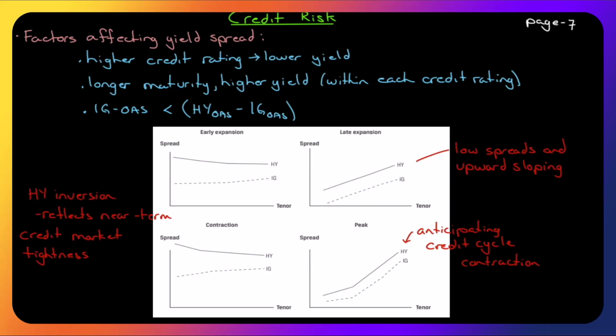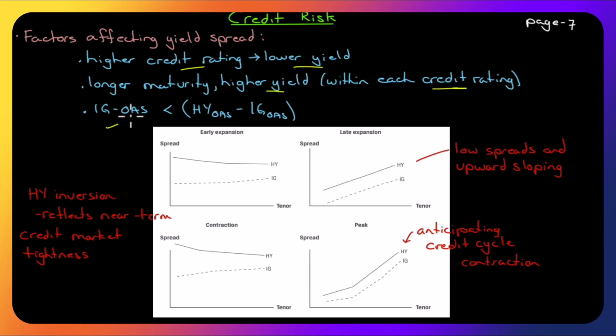Okay, some other factors affecting the spread. The credit rating. The higher the credit rating, the lower the required yield, which means the lower the credit spread. The longer the maturity, the higher the required yield. You have a maturity premium in there, which means you should have an upward sloping credit spread curve within each credit rating. This one requires a little bit of explanation.